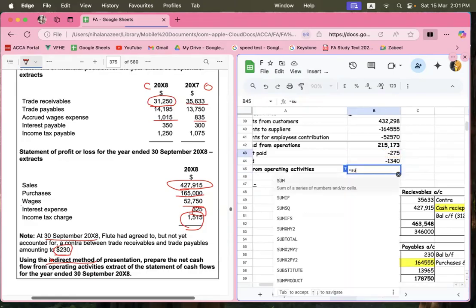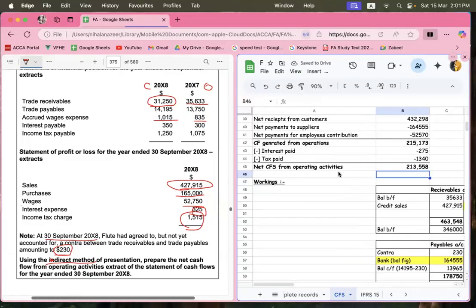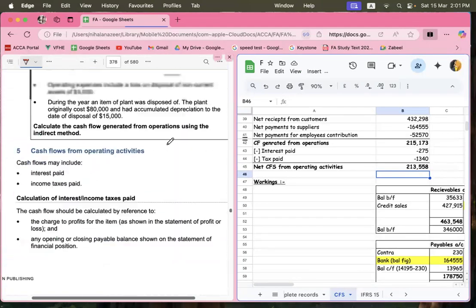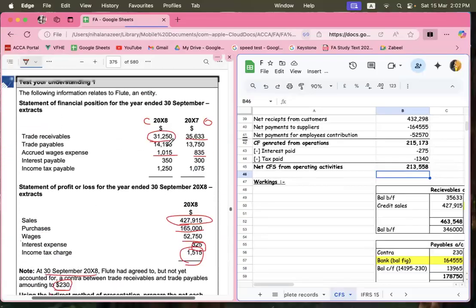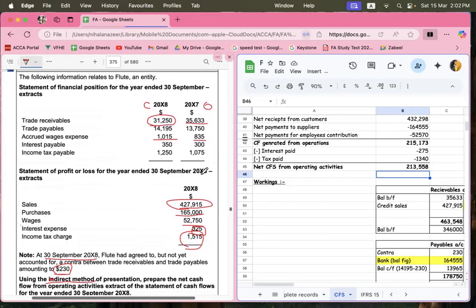Now you're going to total the cash flow generated from operations minus interest paid minus tax paid, and what you get is net cash flow from operating activities. So remember, always for the direct method, the format would be like this. That means the question format would be like this. You would be given a list of receivables, payables, wages, etc., and you would be given an SOPL extract. Clear?